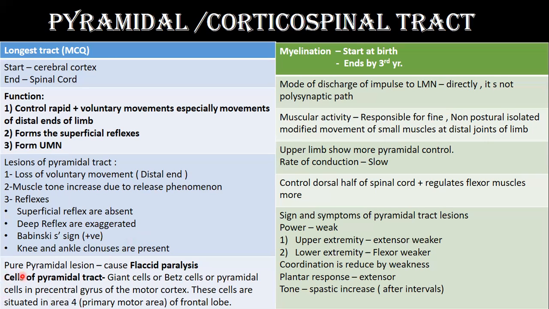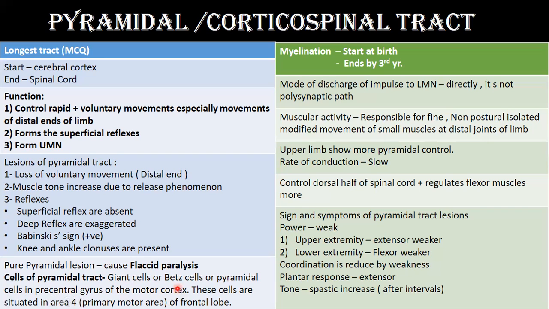Then we have a pure pyramidal lesion. What is that? It causes flaccid paralysis. So the flaccid paralysis is concerned with our pyramidal tract. So what is flaccid paralysis? It is basically the paralysis of the small muscles, in which there is incapacity and disability of the muscles present more. So moving forward, the cells concerning the pyramidal tract are the giant cells or the Betz cells.